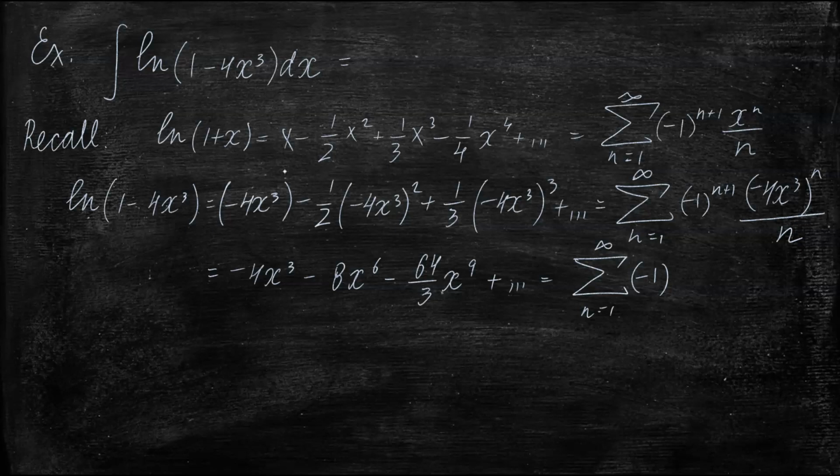And then we have 4 to the power n over n times x to the power 3n. So when n is 1, we get negative 4. When n is 2, we get 16 over 2. When n is 3, we get 64 over 3, and so on. So this seems to be right.